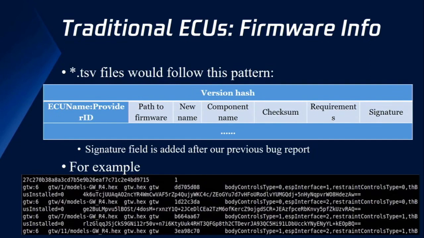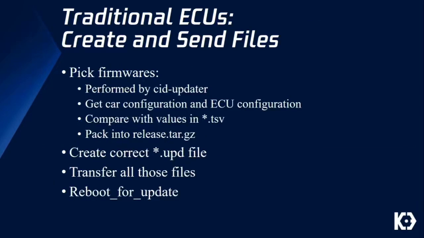So, after all those words, finally, how the file is created and sent to the gateway. The CID updater will pick up firmwares from the firmware bundle. And the CID updater will first get the car configuration, either 4W car, either expensive or inexpensive, and some other configurations if possible. If the configuration it wants to collect does not exist in the current car, it will use what we have set in the internal default options.